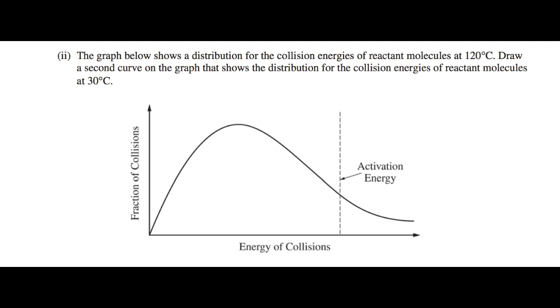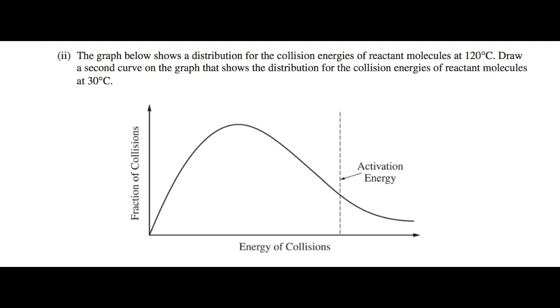Okay, so for our next question, we have a graph that shows a distribution for collision energies of reactant molecules at 120 degrees Celsius. Now, we have to draw a second curve on the graph that shows the distribution for the same collision energies of reactant molecules at 30 degrees. Basically, what we know about this question is that, of course, there will be a higher fraction of collisions with higher energy for 120 degrees.